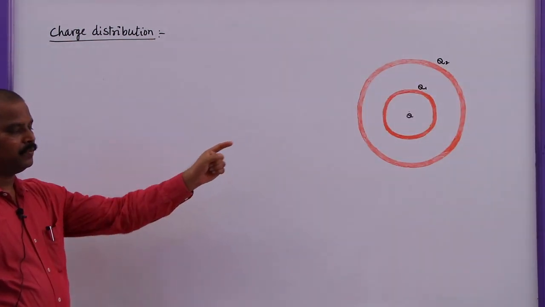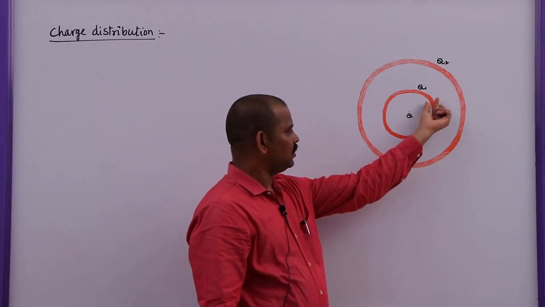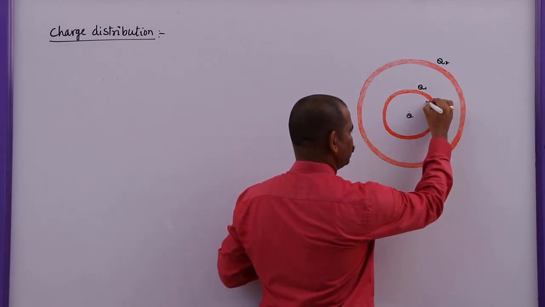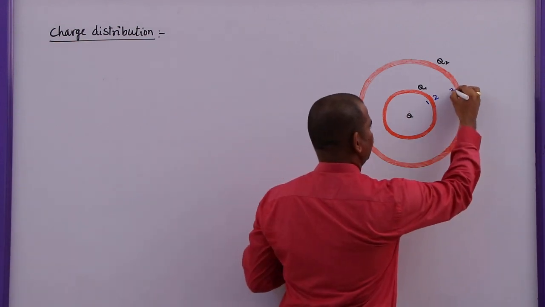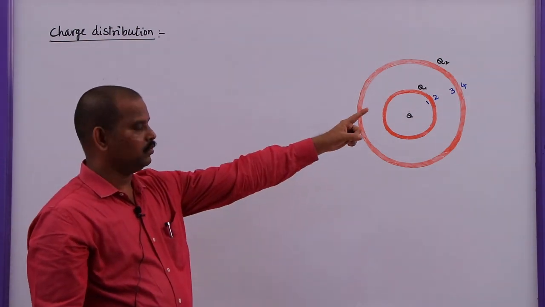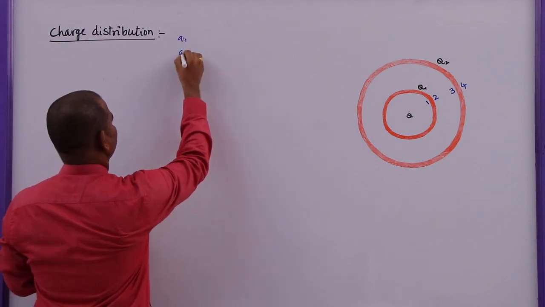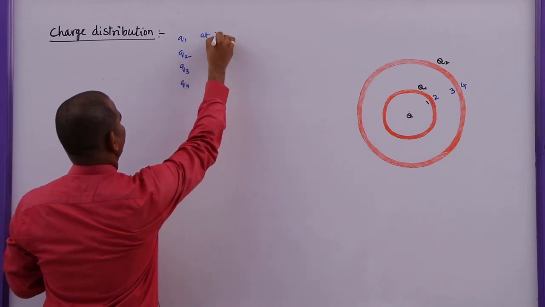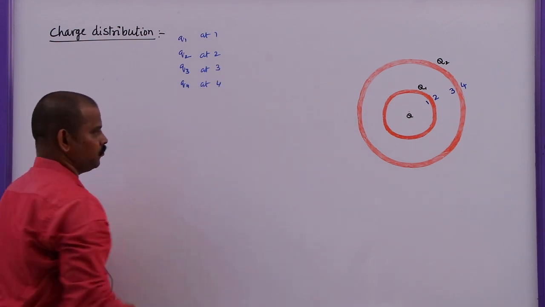In the continuation, let me take one more problem here. I have taken two concentric shells of minimum thickness. Here, what are the charges induced on the inner surface and outer surface of the first sphere, and the inner surface and outer surface of the second shell? So I want to find the charges at 1, 2, 3, 4. Let the charges at 1, 2, 3, 4 be Q1, Q2, Q3, Q4.